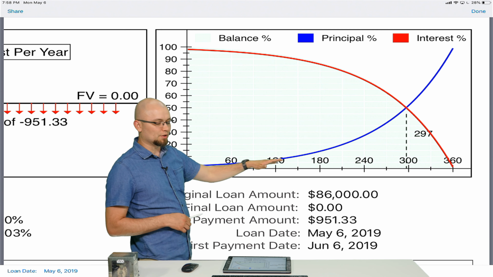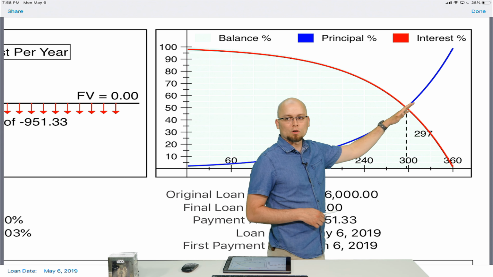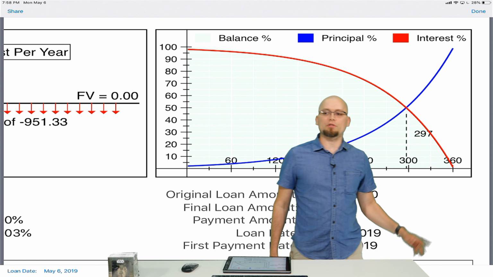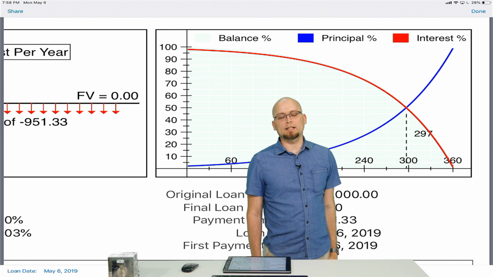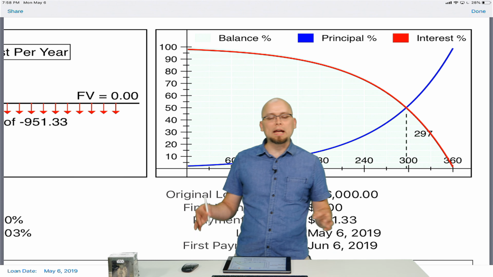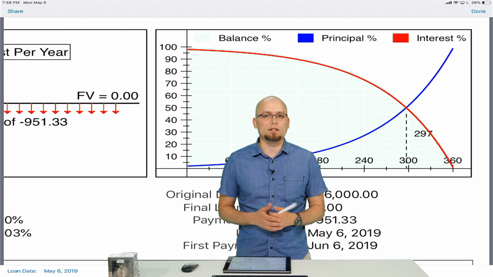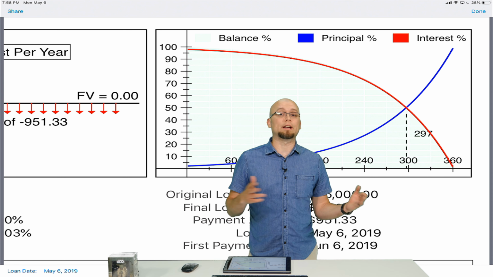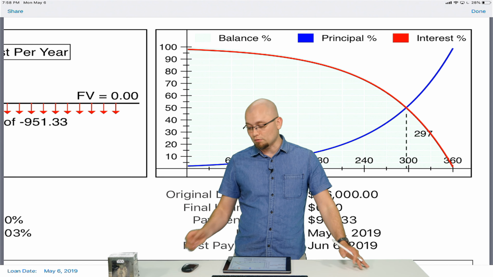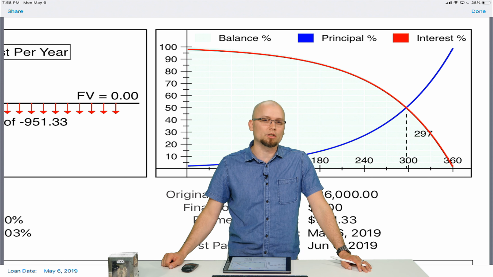But as time goes on, you see that more and more of this payment is going towards the principal until payment 297, I should say. Payment 297 is that equilibrium. That's the first payment in which you're paying as much principal as you are interest in the loan. So if you get somebody calling you who took a loan out 2 years ago and is now behind and they want you to catch them up, understand that very little of those arrears are going to affect your principal.